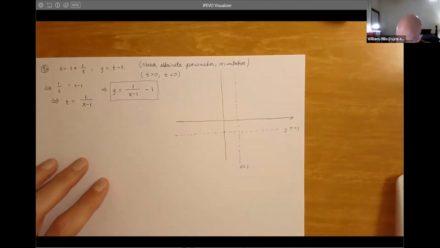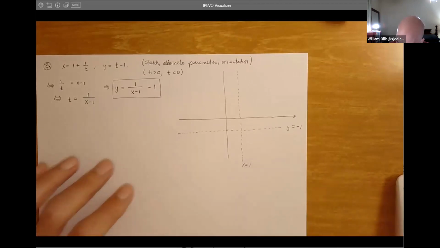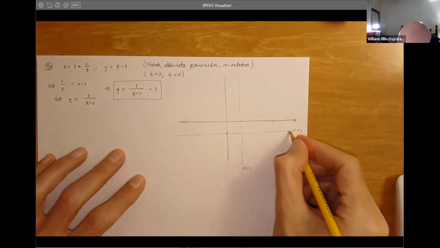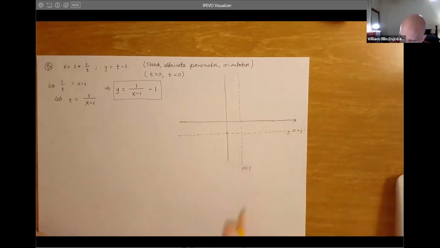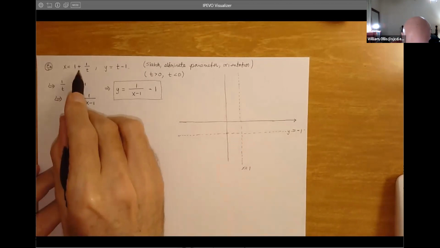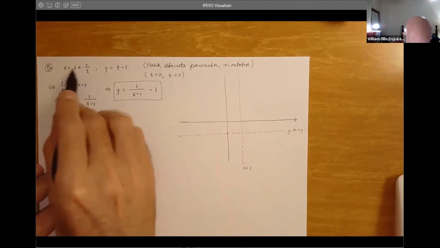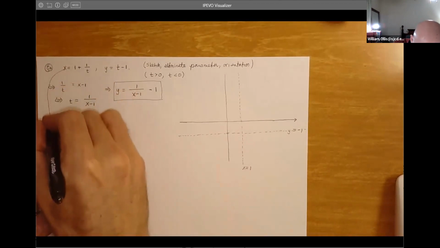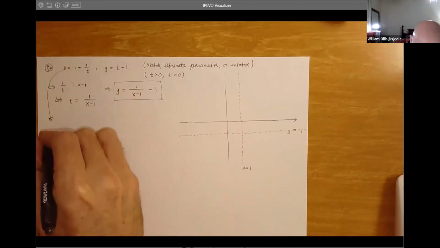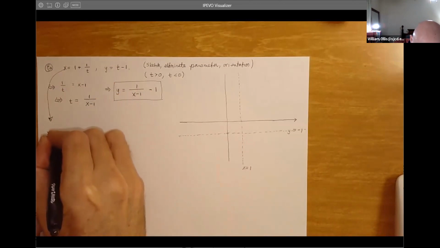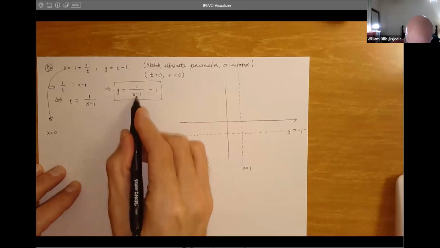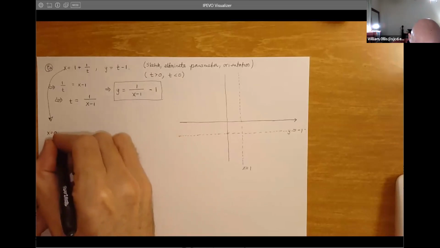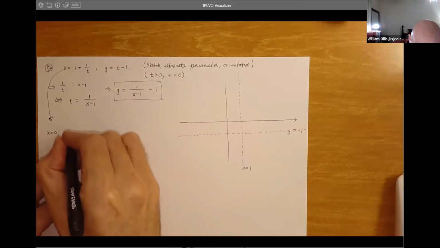So now when we look at this, we're thinking, all right, well, we're going to have to approach eventually this y equals negative one. So let's just kind of see here. If we go back to our coordinates here, we're thinking, okay, what do we have here? For instance, if we have x equals zero, is that going to be something that makes sense? Well, it is.